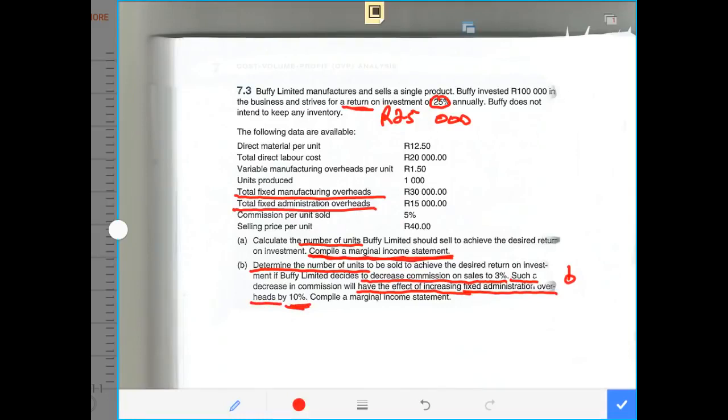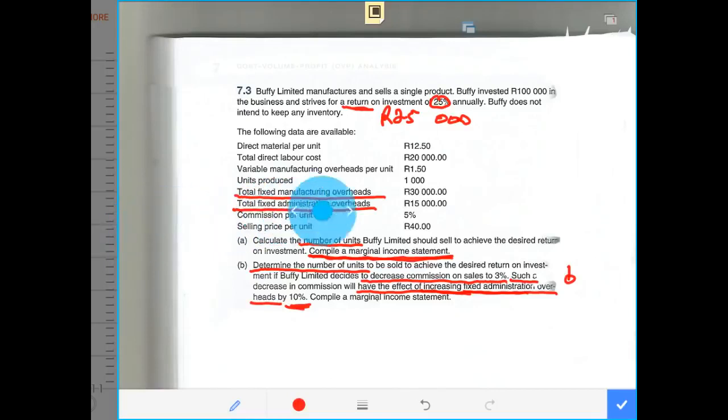So now this is the new calculation if there is a change or a decrease in the commission and also an increase in the fixed administration cost. Then we are still required to calculate the number of units if there are these changes. Remember, whenever you are required to calculate the number of units, it could be break-even point or just the number of units, which in this case is the break-even point for the owner to get his profit.